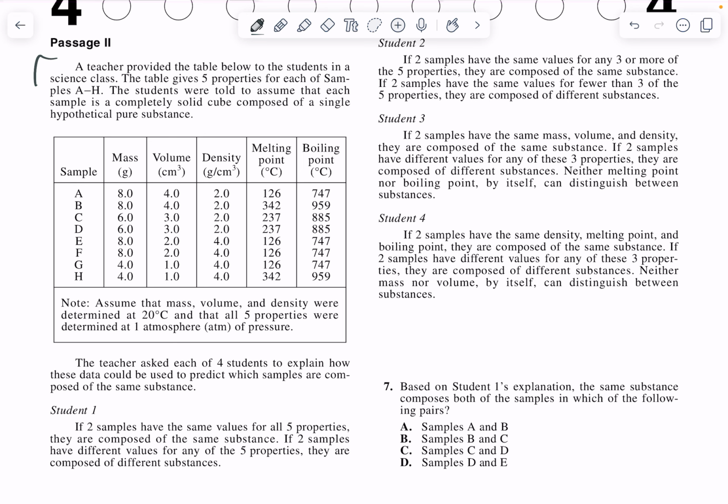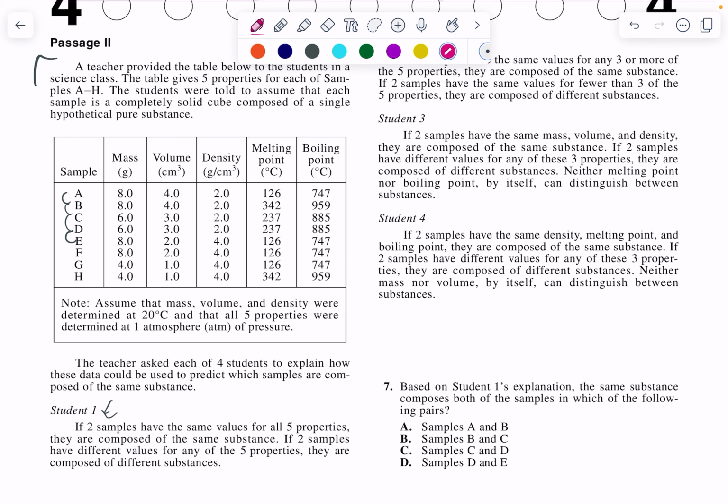Based on student 1's explanation, the same substance composes both of the samples in which of the following pairs? Okay, so we have A and B, B and C, C and D, and D and E. Okay. Now, this is where now we can come over and read student 1. Student 1, if 2 samples have the same value for all 5 properties, they are composed of the same substance. If 2 samples have different values for any of the 5 properties, they're composed of different substances. So he says, hey, they have to be exactly the same.